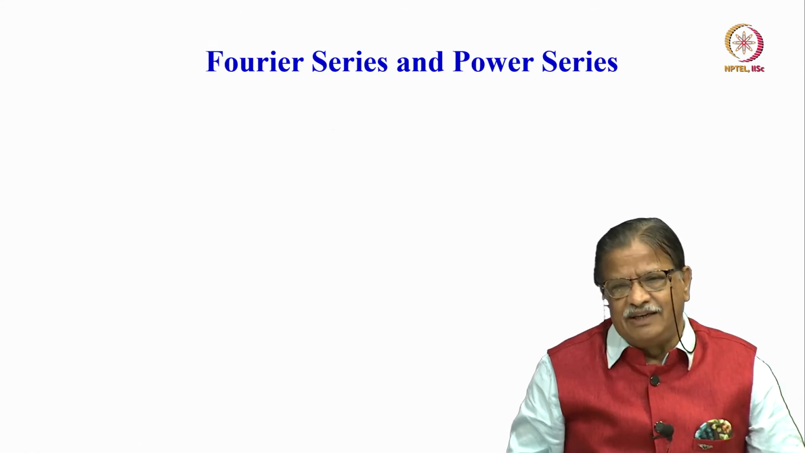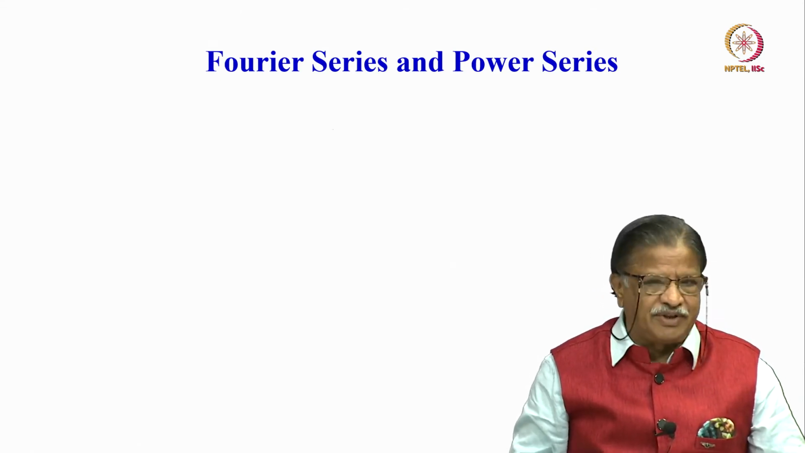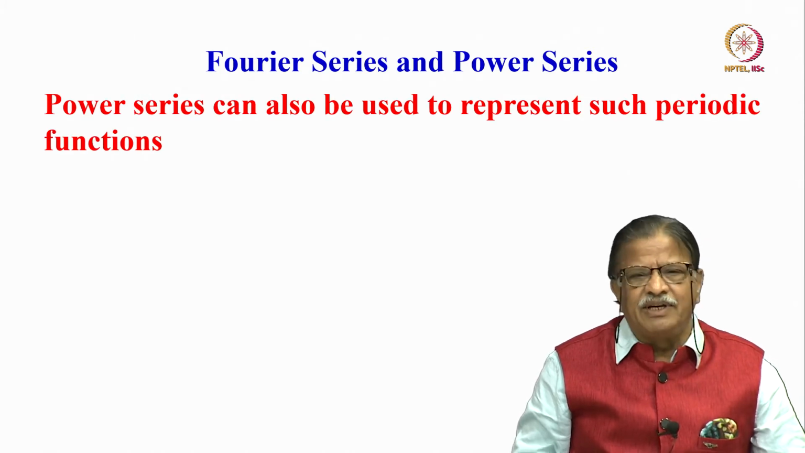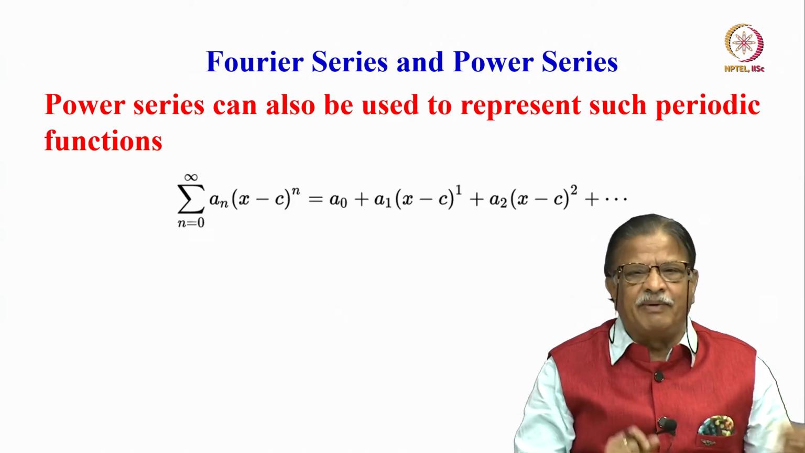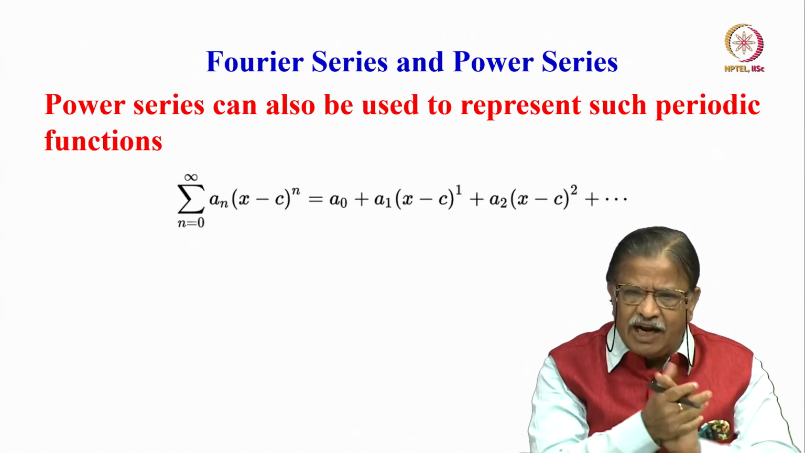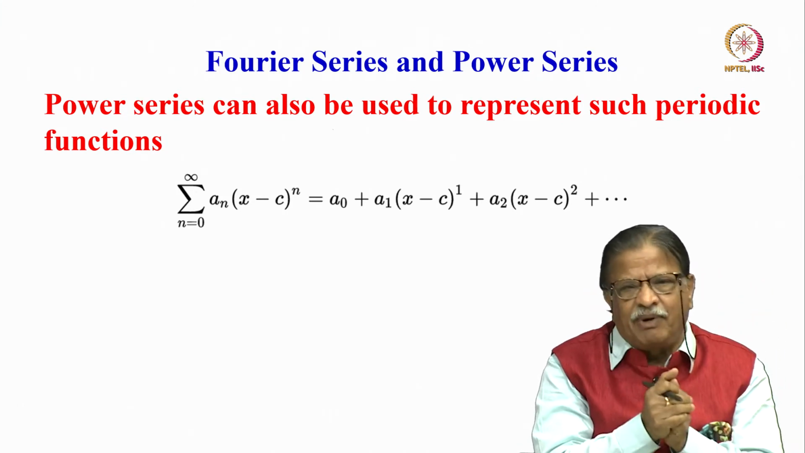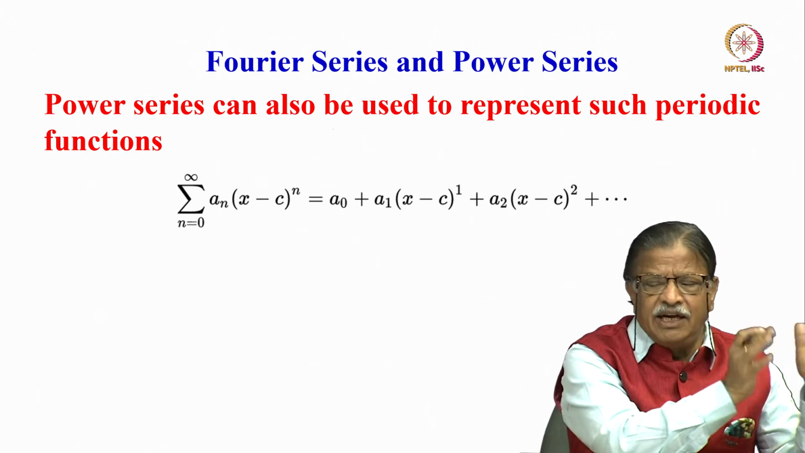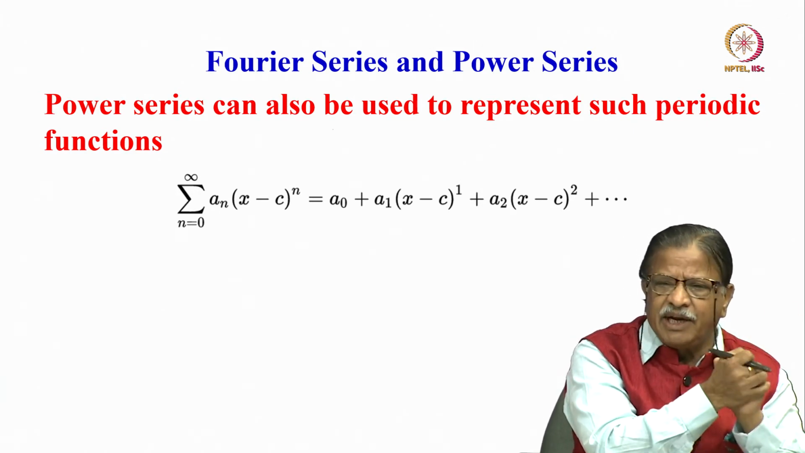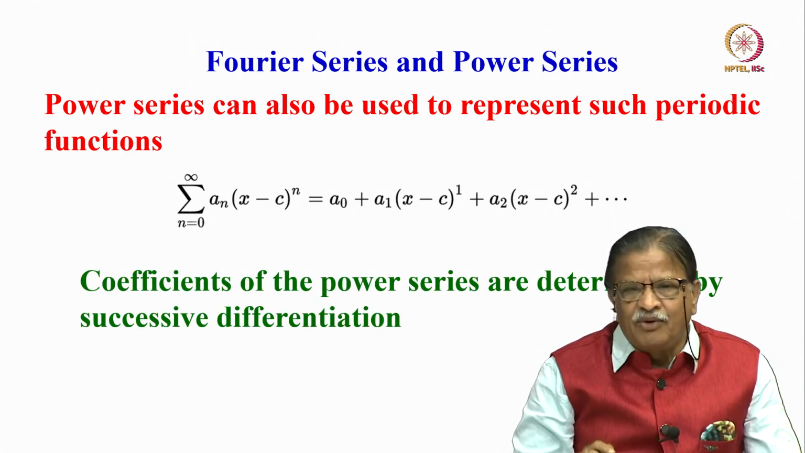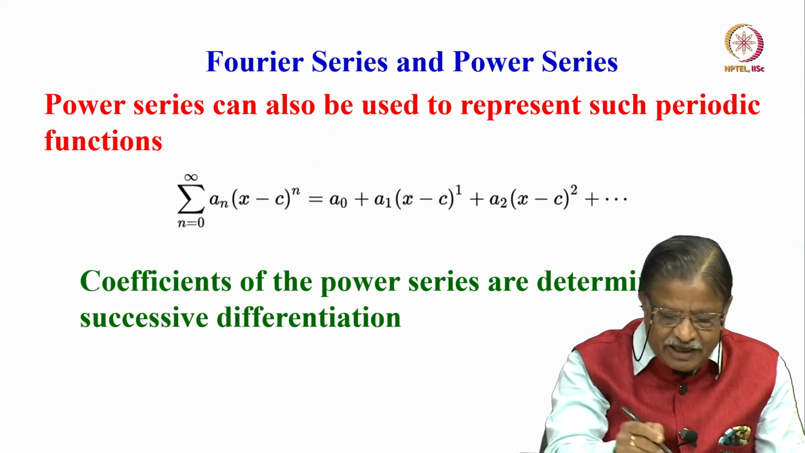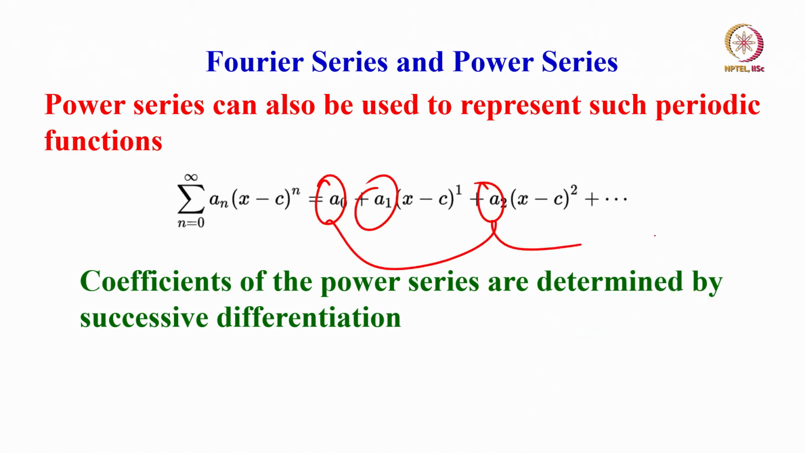Now, I want to give you one difference between a power series and a Fourier series. Of course, power series can also be used to represent periodic functions. It is possible. For example, this is a power series. For a given periodic function, one can generate a power series to represent that. It need not be sines and cosines. It need not be trigonometric functions. You can have a power series like this. Now, the question is, how do you determine the coefficients in this power series, like A0, A1, A2, A3? These are all the coefficients of this power series. The series continues, it is 0 to infinity.